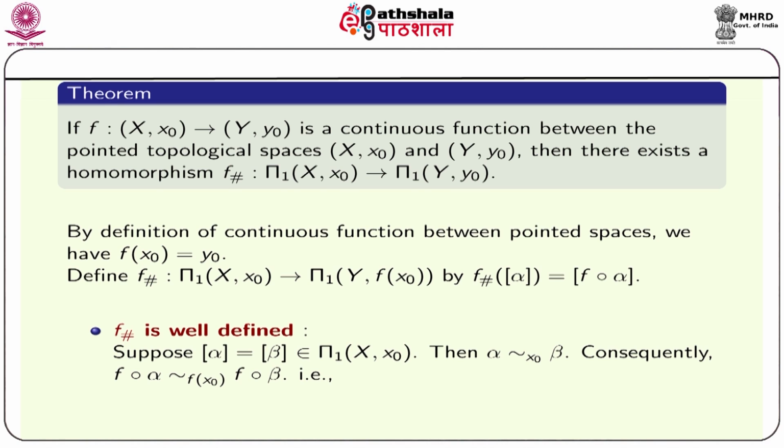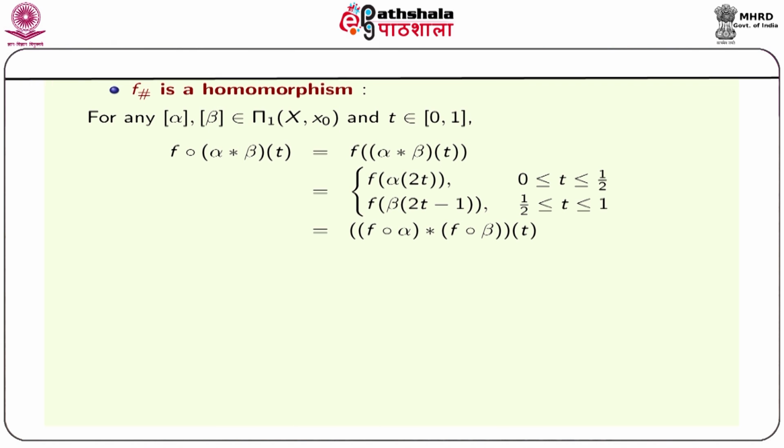Consequently, F composed alpha is path homotopic to F composed beta. That is, F sharp of class alpha is equal to the class of F composed alpha, which is equal to the class of F composed beta, and that is equal to F sharp of class beta. Our next claim is that this F sharp is a homomorphism.